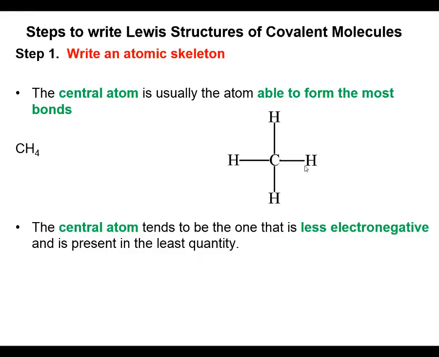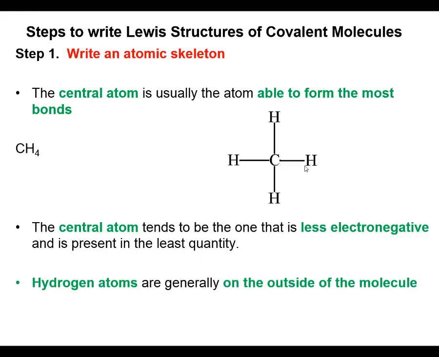In other cases, though, the central atom is very likely to be the least electronegative if it can form multiple bonds. We would put that one in the center in that case. So we'll see some cases of that here in a little bit. Just remember, hydrogens, though, are generally on the outside. So hydrogens being on the outside trumps the rule to put the least electronegative atom in the center. So that's something important to remember.